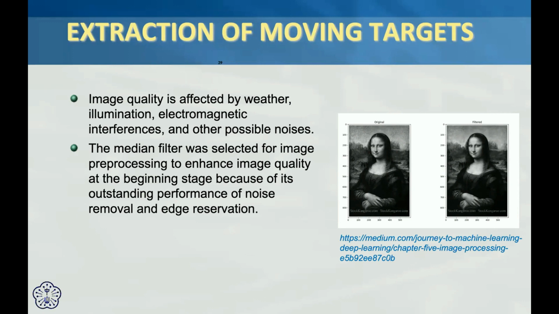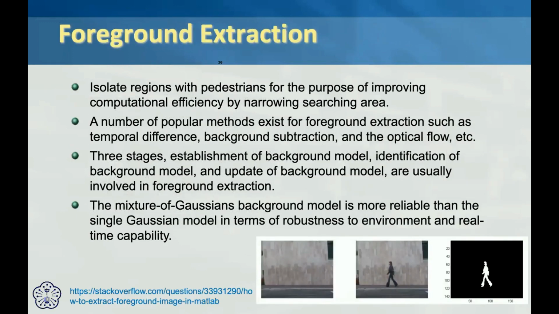edge preservation. And then the foreground extraction. Foreground extraction is to isolate the region with pedestrians for the purpose of improving computational efficiency by narrowing the search area. So there are already a number of popular methods to do that. But usually three stages are involved for foreground extraction. They are establishment of background model, identification of background model, and update of background model.